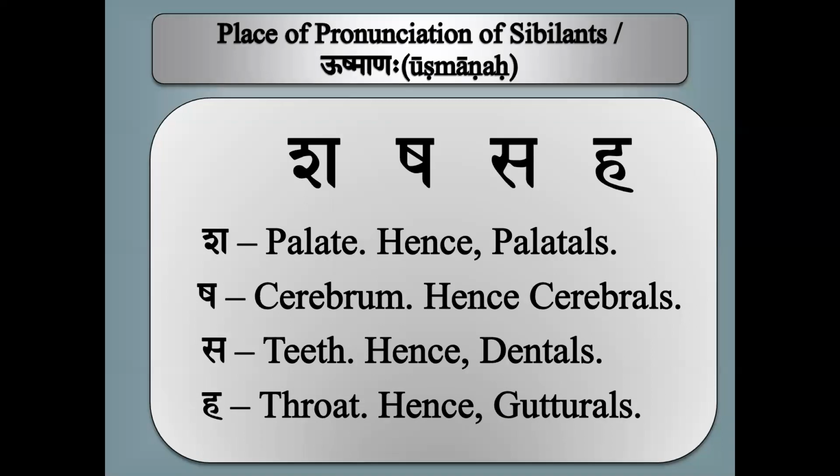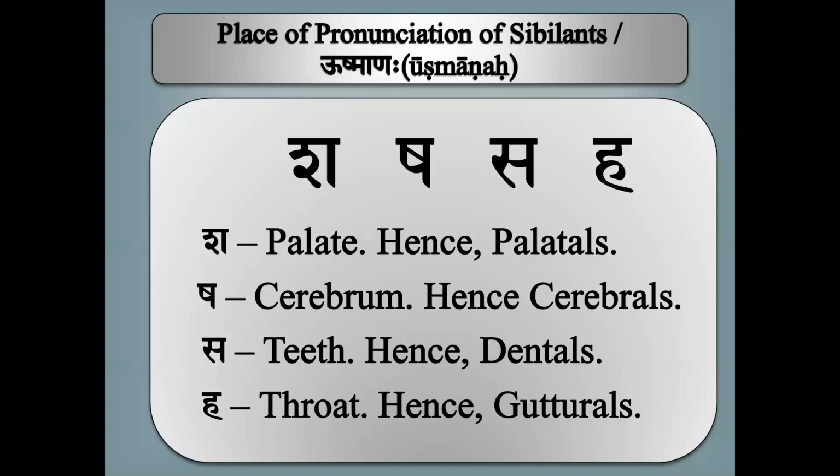So these are the four Ushmanaha. Among these four Ushmanaha, that is sibilants, the first three, Sha, Sha, Sa, they are hard. And the last one is soft. All the four are Mahaprana, aspirate only.